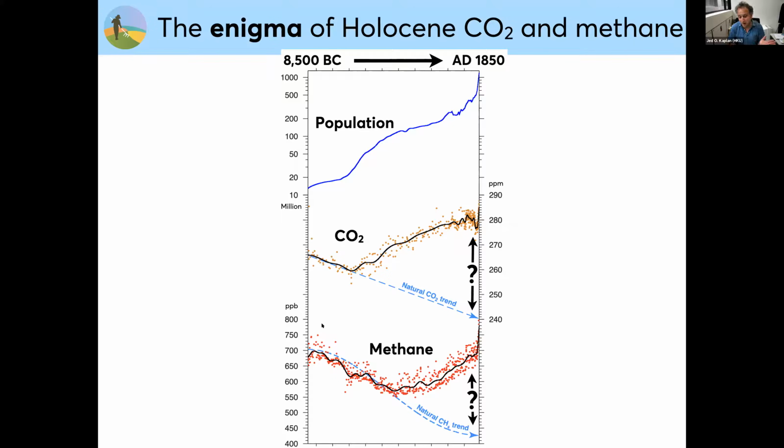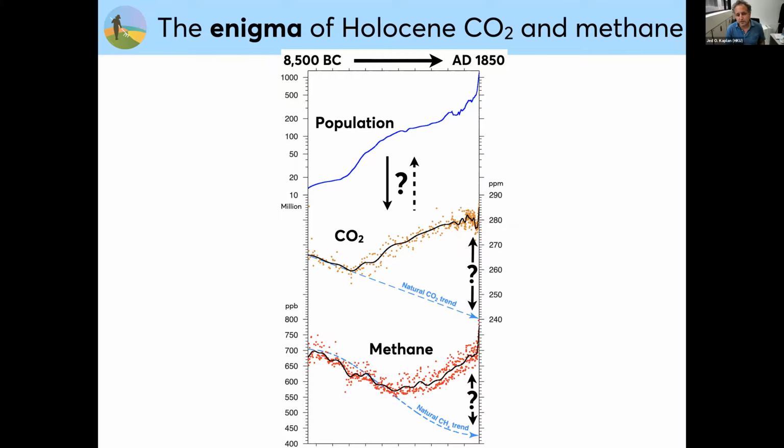But then there is this departure from the natural trend around 8,000 years ago for CO2 and around 6,000 years ago for methane. And a question which has driven a huge amount of scientific research over the last 2 decades or so is, what was the link between humans and this departure from the natural trend in these greenhouse gases? And certainly this is the only period in Earth history when there were enough people and they were distributed on enough of the Earth that we could start to imagine that human activity could have an influence on greenhouse gas concentrations.